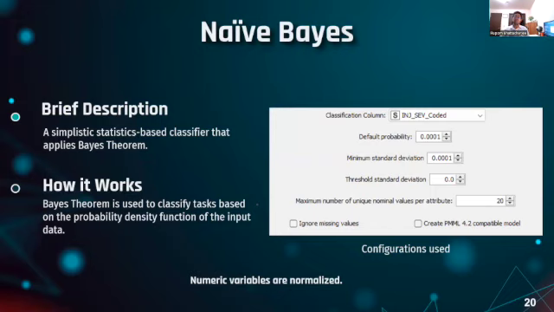We also used naive Bayes, which is the most simplistic type of statistical algorithm that applies Bayes' theorem to classification tasks based on the probability density function of the input data. Similar to FNN, here also the numeric variables are normalized to have a mean of 0 and standard deviation of 1.